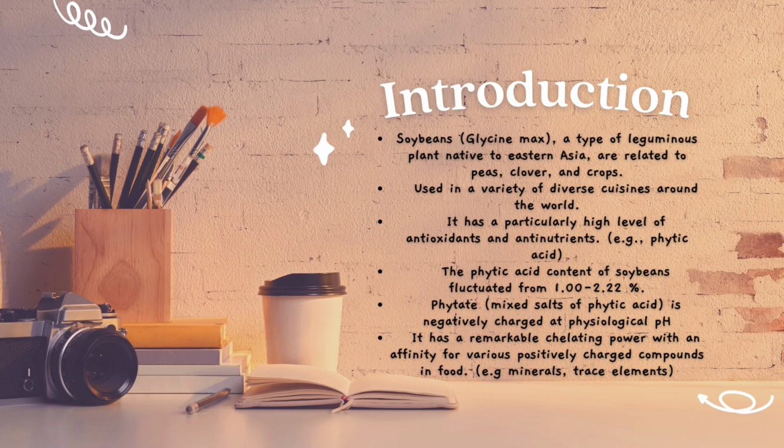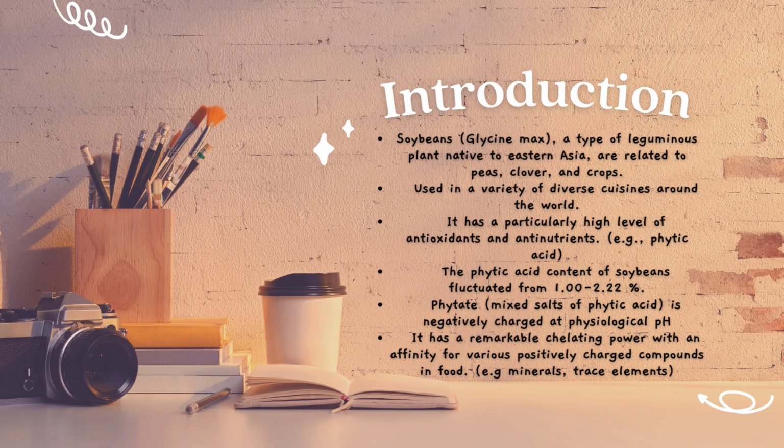It has a high level of vitamins, minerals and proteins, and it also has a particularly high level of antioxidants and anti-nutrients. One of the anti-nutrients that can be found in soybean is phytic acid. So phytic acid is actually the primary phosphorus compound in seeds that would account for about 65 to 85% of the total phosphorus content in seed.